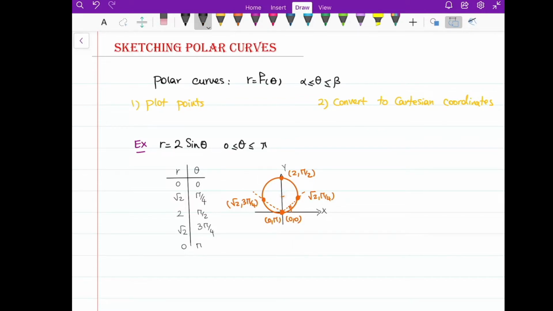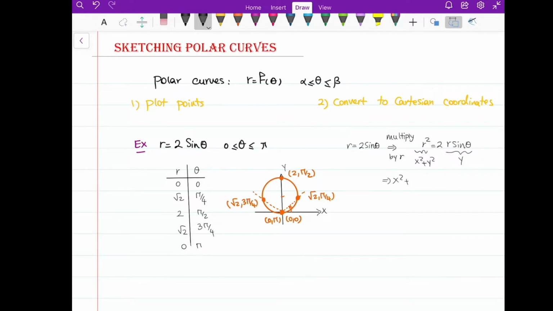Now let me convert it into Cartesian and see how we can solve this problem. So r equals 2 sine theta. Okay, I'm going to multiply both sides of the equation by r. So I get r squared equals 2r sine theta. You know that r squared would be x squared plus y squared in Cartesian, and r sine theta would be equal to y. So what do I have?